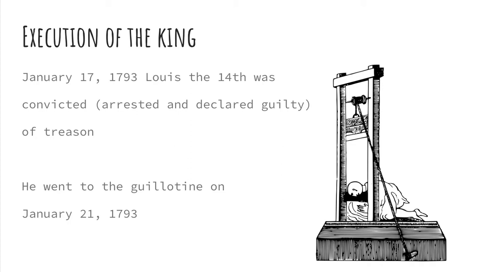Execution of the king. January 17th, 1793, Louis XIV was convicted. Convicted means arrested and declared guilty. So he went to jail. For treason. Treason is a crime against your country. So like terrorism. So Louis XIV went to the guillotine on January 21st, 1793. The picture you see here is a guillotine. That just means that they took this piece up here, which was a blade, and dropped it to cut off his head.